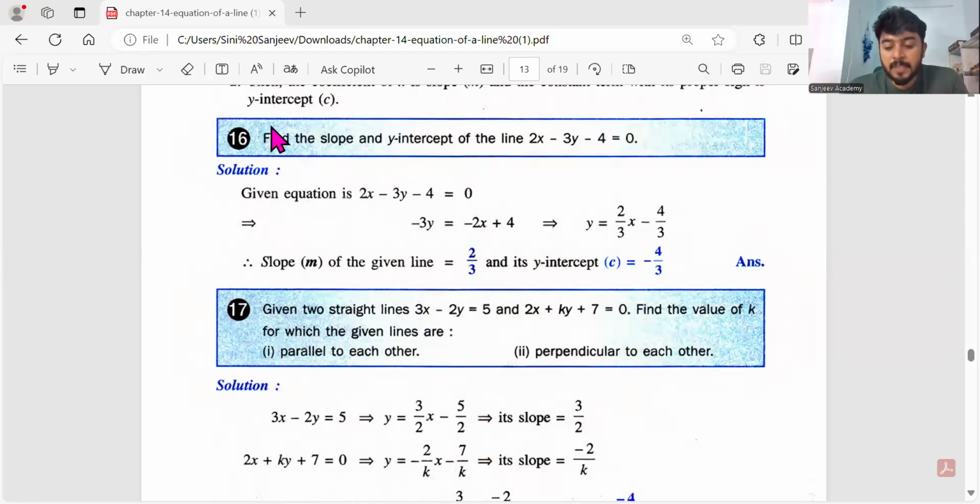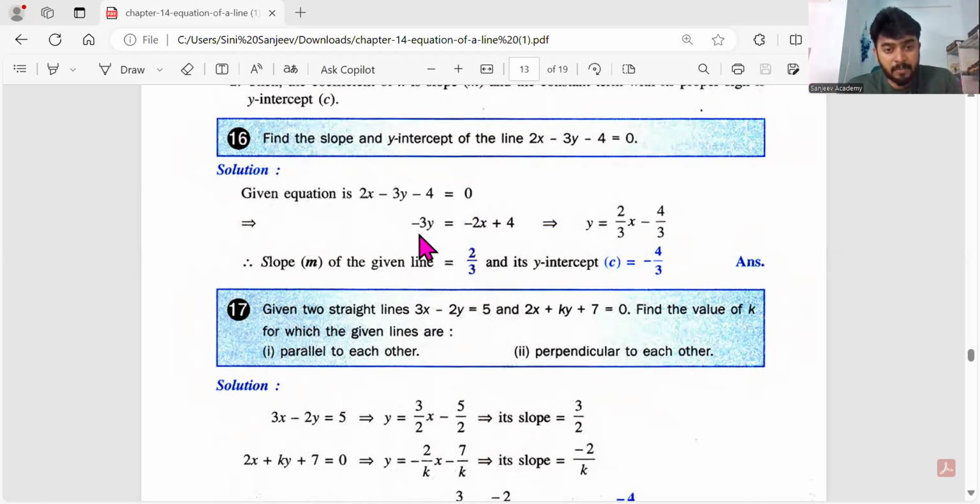So the first question in equation of the line: find the slope and the y-intercept of the line 2x minus 3y minus 4 is 0. For getting the slope, we have to write y is equal to mx plus c. So we have to rearrange the equation: y on the left hand side and all the rest of the things on the right hand side.